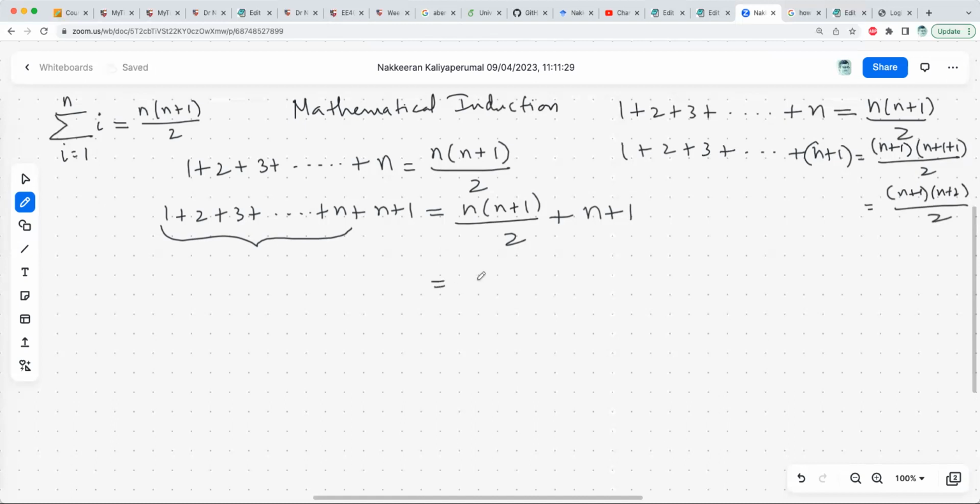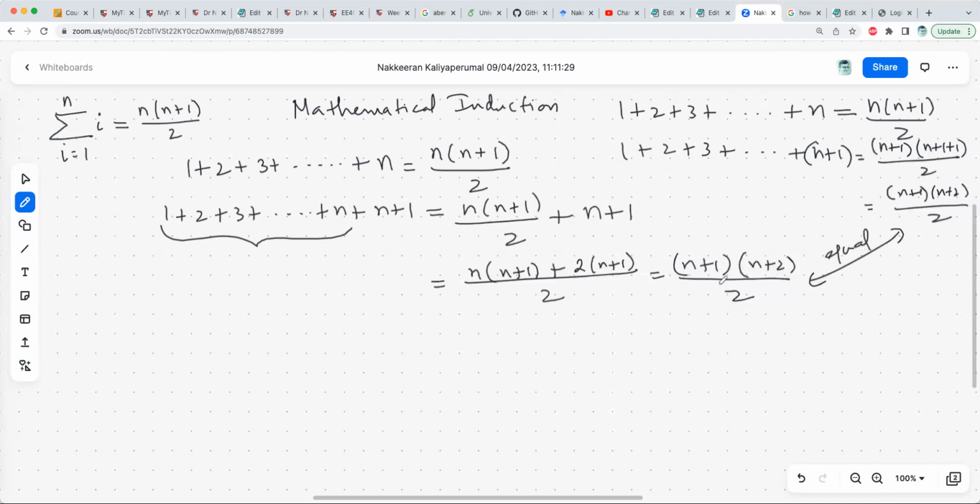So take the common denominator: n into n plus 1 plus twice n plus 1, over 2. This n plus 1 is a common term in both, so n plus 1 times n plus 2. So these two are equal. This is what is called mathematical induction. Okay, so this is one way to prove that. But there are plenty of ways to prove that.